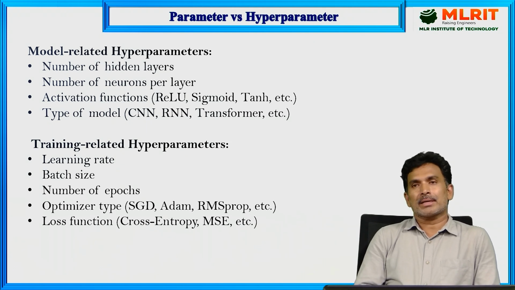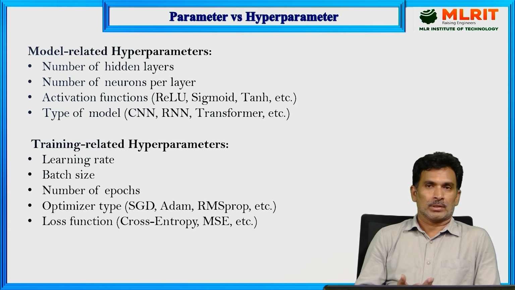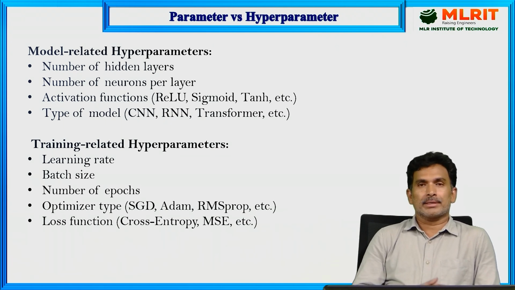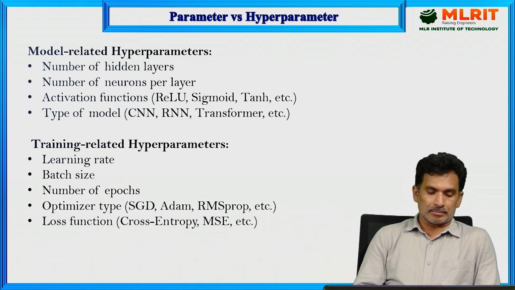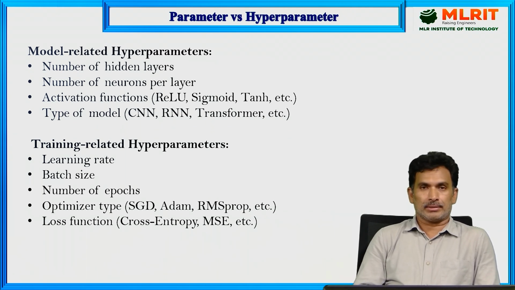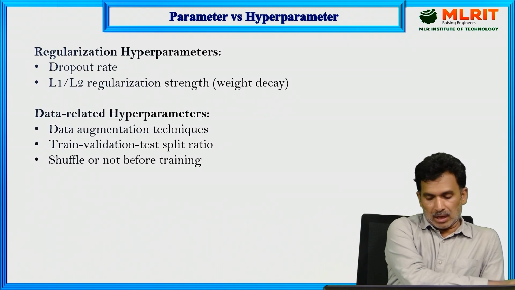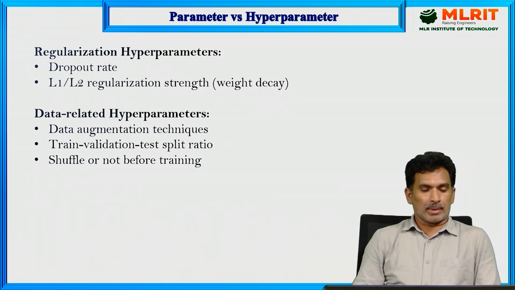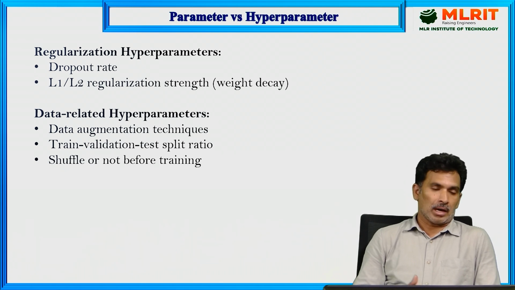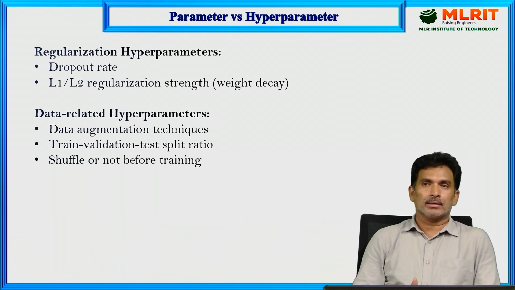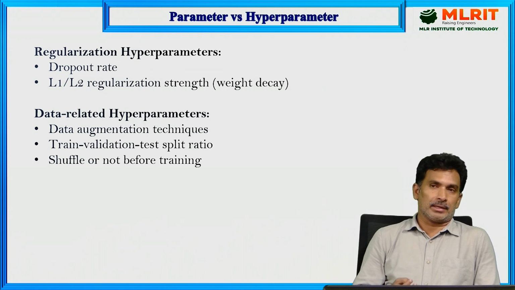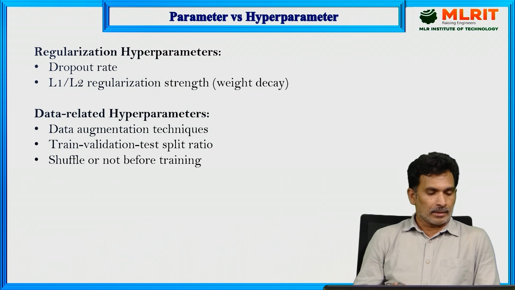Next, training related hyperparameters like learning rate, batch size, number of epochs, and optimizer type like stochastic gradient descent, Adam, etc. And also the loss functions like cross entropy and MSE. Next, other hyperparameters are regularization hyperparameters like dropout rate. In the previous lecture I already explained that a percentage of nodes will be dropped, and also the L1 and L2 regularization strength. Next, the data related hyperparameters.